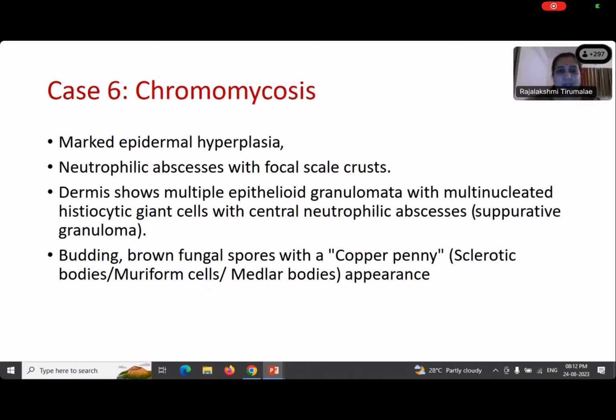Any comments from sir and ma'am? Just want to mention that there are some other conditions which can mimic this, like fixed cutaneous sporotrichosis and blastomycosis, even lobomycosis. That's rare, of course, in this country, but they can mimic the appearance. Without these typical bodies, it would be difficult to differentiate.